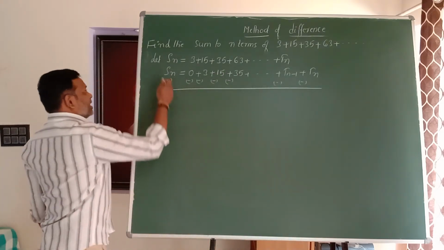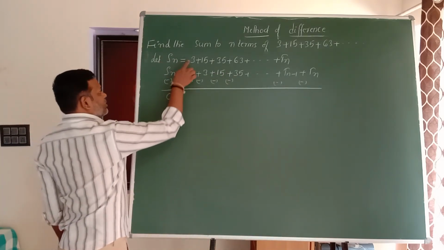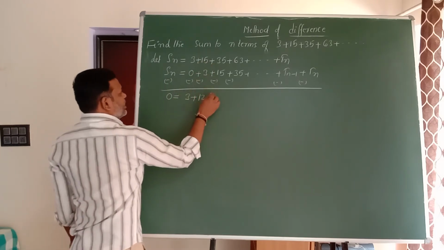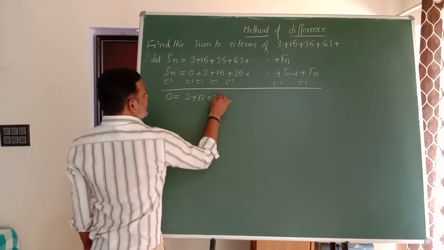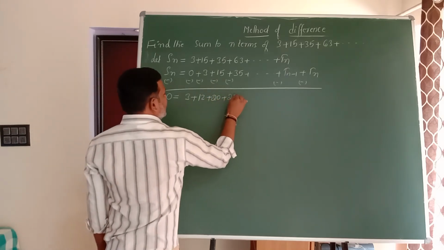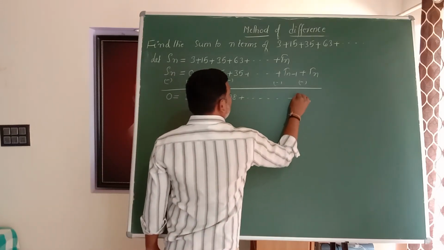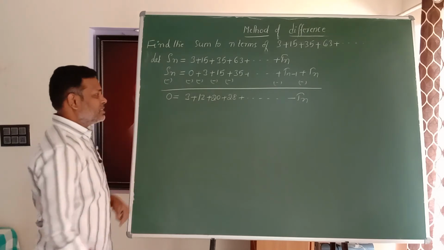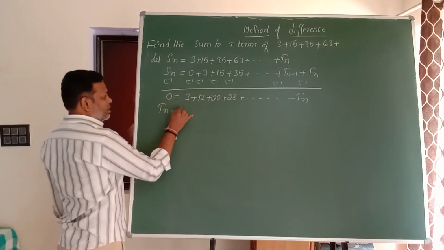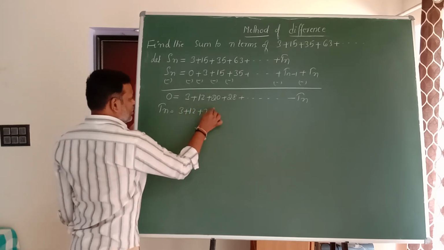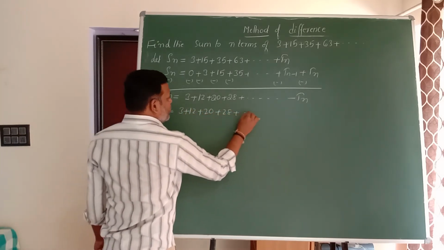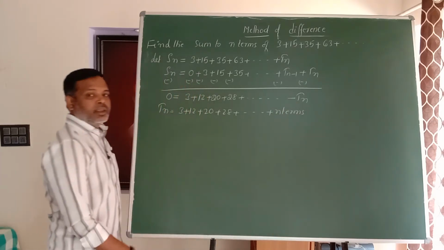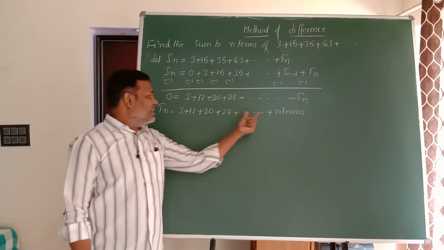Write down a few terms here. Sn minus Sn is 0, 3 minus 0 is 3, 15 minus 3 is 12, 35 minus 15 is 20, 63 minus 35 is 28, and so on, the last term being minus Tn. So take minus Tn to the LHS. This becomes plus Tn, that is equal to 3 plus 12 plus 20 plus 28 up to n terms. Dear children, here there are n terms.